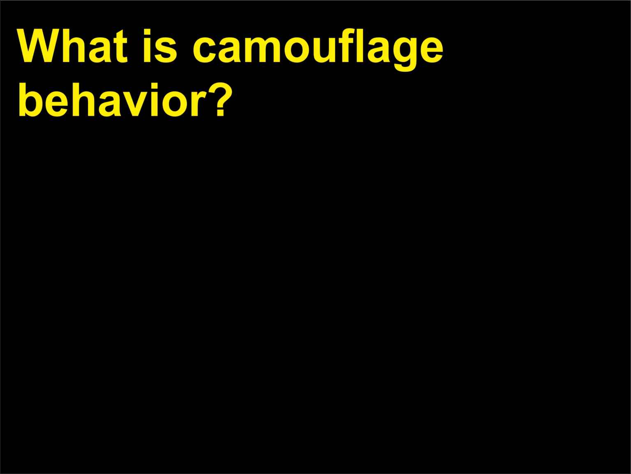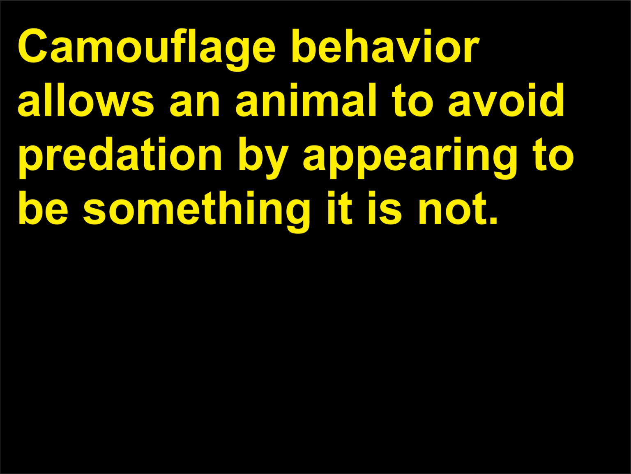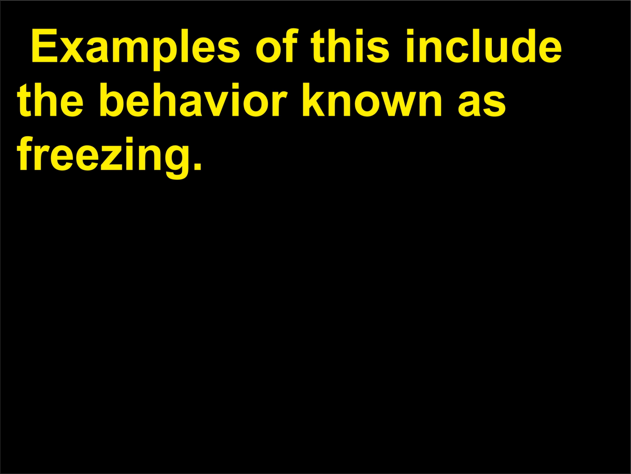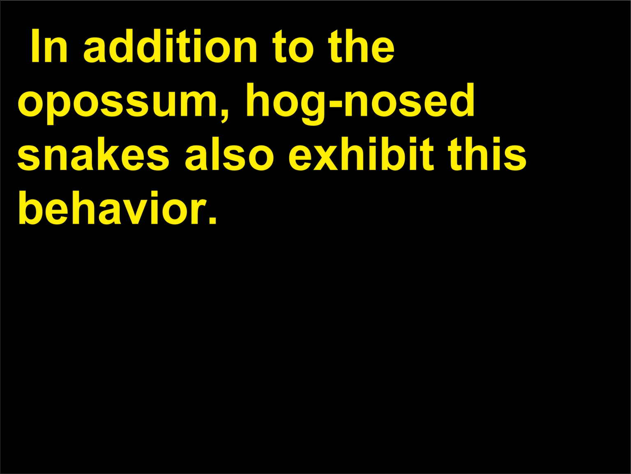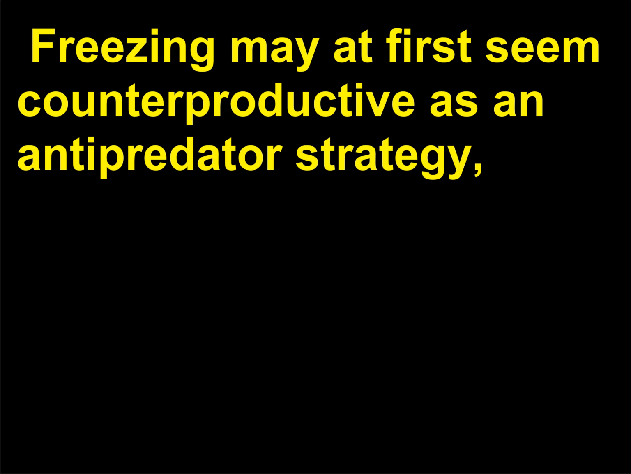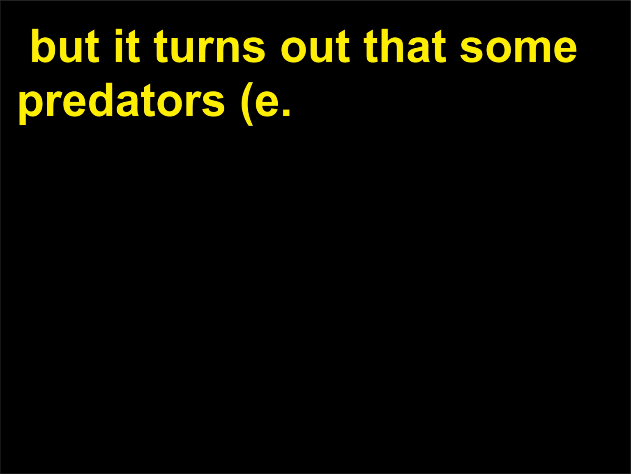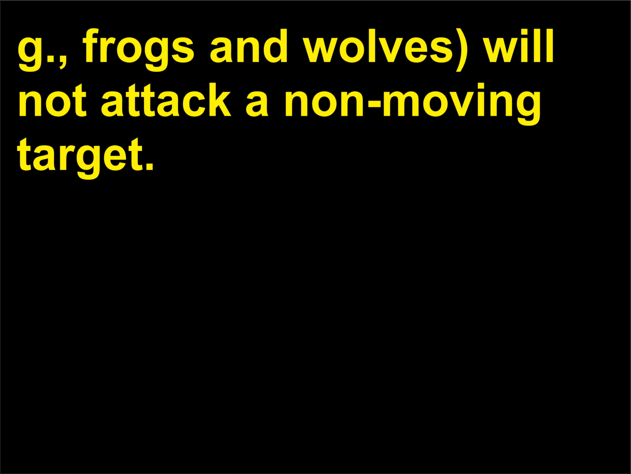What is camouflage behavior? Camouflage behavior allows an animal to avoid predation by appearing to be something it is not. Examples of this include the behavior known as freezing. In addition to the opossum, hog-nosed snakes also exhibit this behavior. Freezing may at first seem counterproductive as an anti-predator strategy. But it turns out that some predators, e.g., frogs and wolves, will not attack a non-moving target.